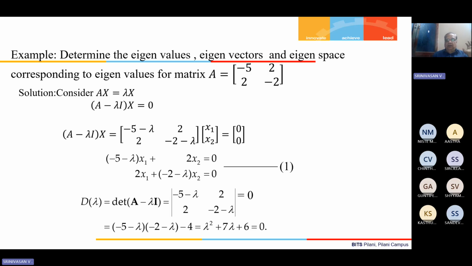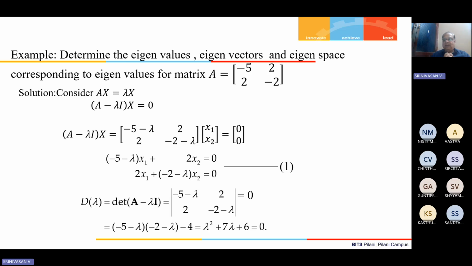Now, can you give me immediately the values of lambda without taking recourse to the formula, being a quadratic equation in lambda where a equal to 1, b equal to 7, c equal to 6? You know how to solve by formula, or you can go for factorization, whatever it is. You might have studied this well in your school days. Can anyone say immediately what are the values of lambda when you solve this quadratic equation?